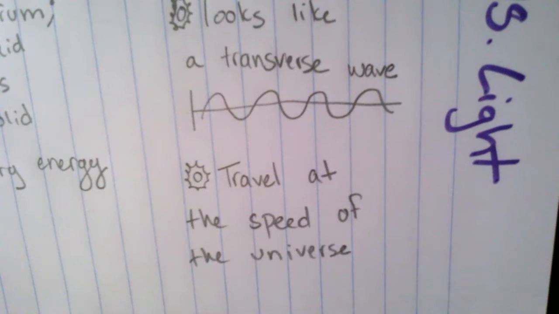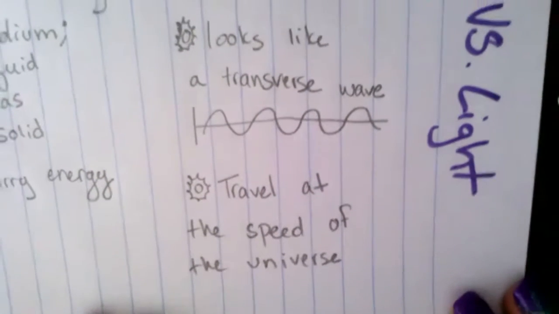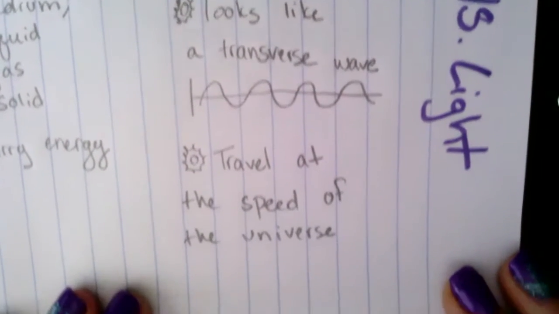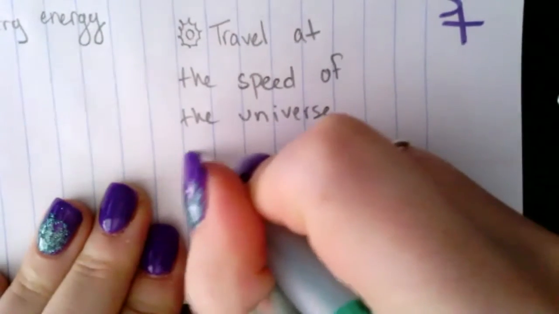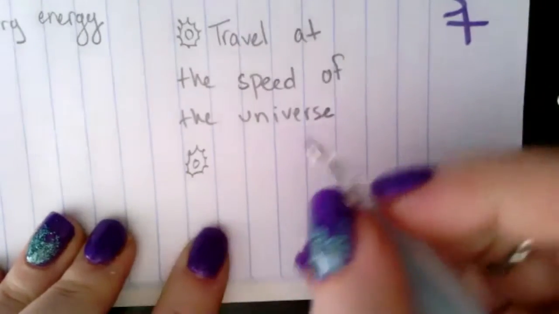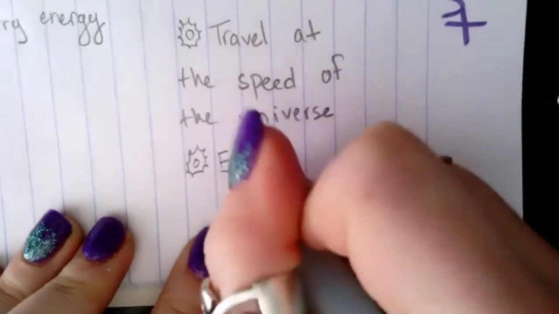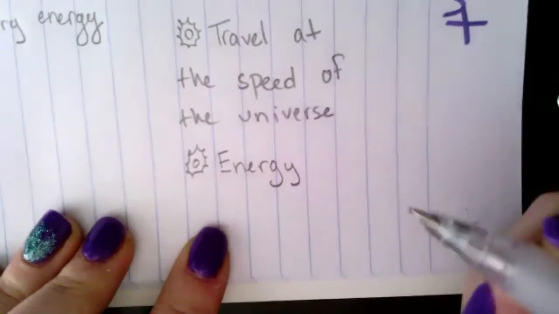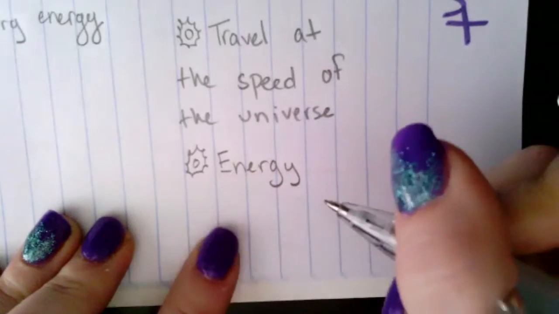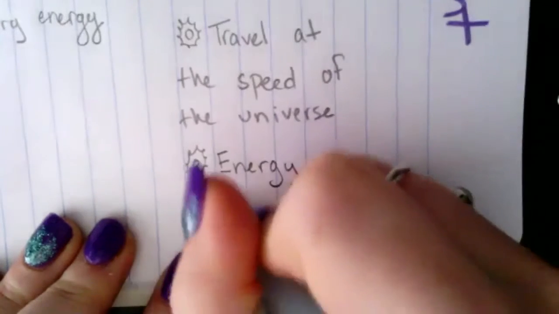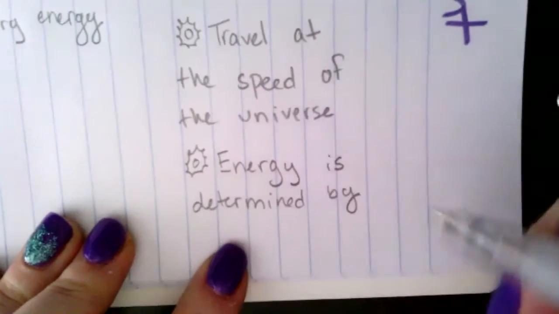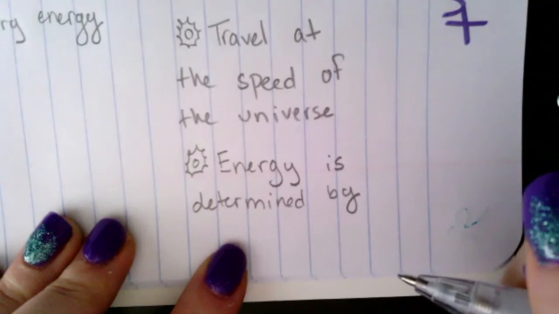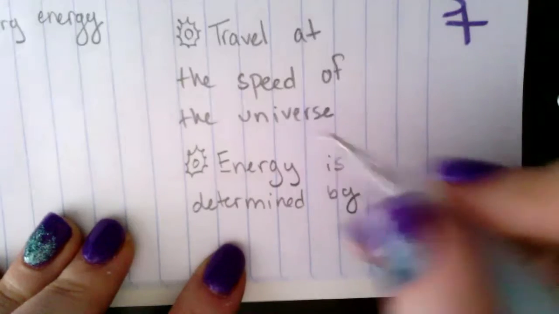And then there's one last thing that you guys learned, but you might not think is all that important, but it is very important. It is a very important difference between these two waves, and it is that energy, the amount of energy in the wave, is determined by, does anybody remember how you can figure out how much energy is in a light wave?